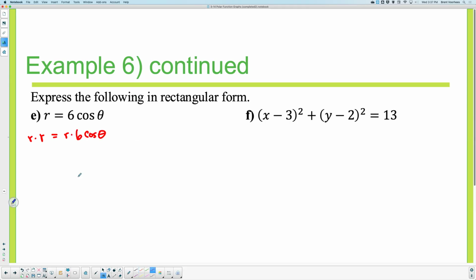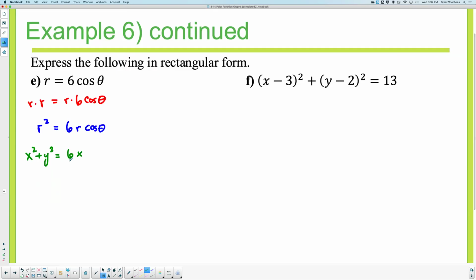The reason I would write it this way is this is r squared. This becomes 6r cosine theta. r squared, if you remember, is the same thing as x squared plus y squared. That's the Pythagorean theorem. And r cosine theta is x. So you could leave it in this form.